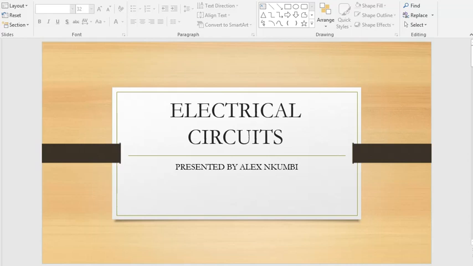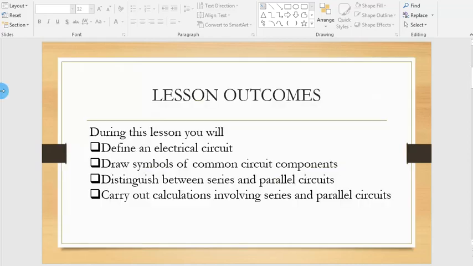Okay, so right away let us go through our lesson outcomes. In this lesson we'll be looking at the following. You should be able to define an electrical circuit. You will be able to draw symbols of common circuit components. You will distinguish between series and parallel circuits, and then you'll be able to carry out calculations involving series and parallel circuits. Then, like always, you will do an exercise at the end of this lesson, which is from a past paper.